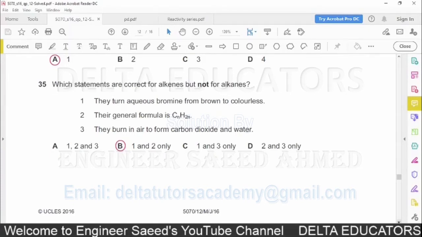Number 3. They burn in air to form carbon dioxide and water. It is correct for alkanes, not for alkenes. So statement 3 is incorrect. So which statements are correct here? Here statements 1 and 2 are correct. 1 and 2 only is given in option B. So the correct option is B.